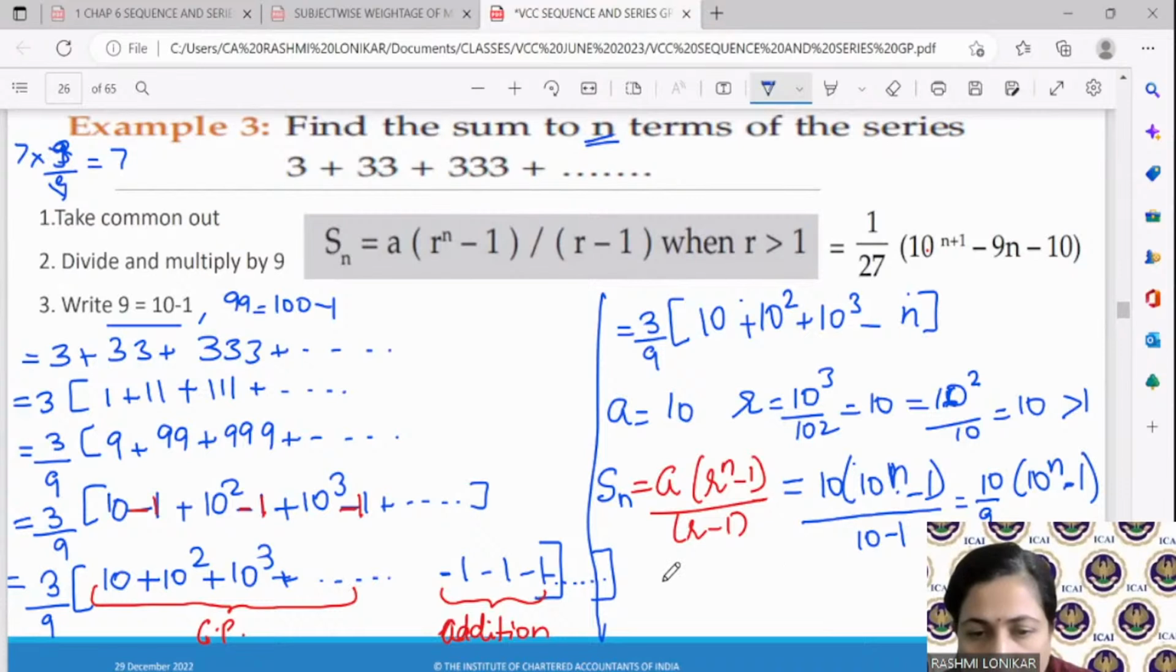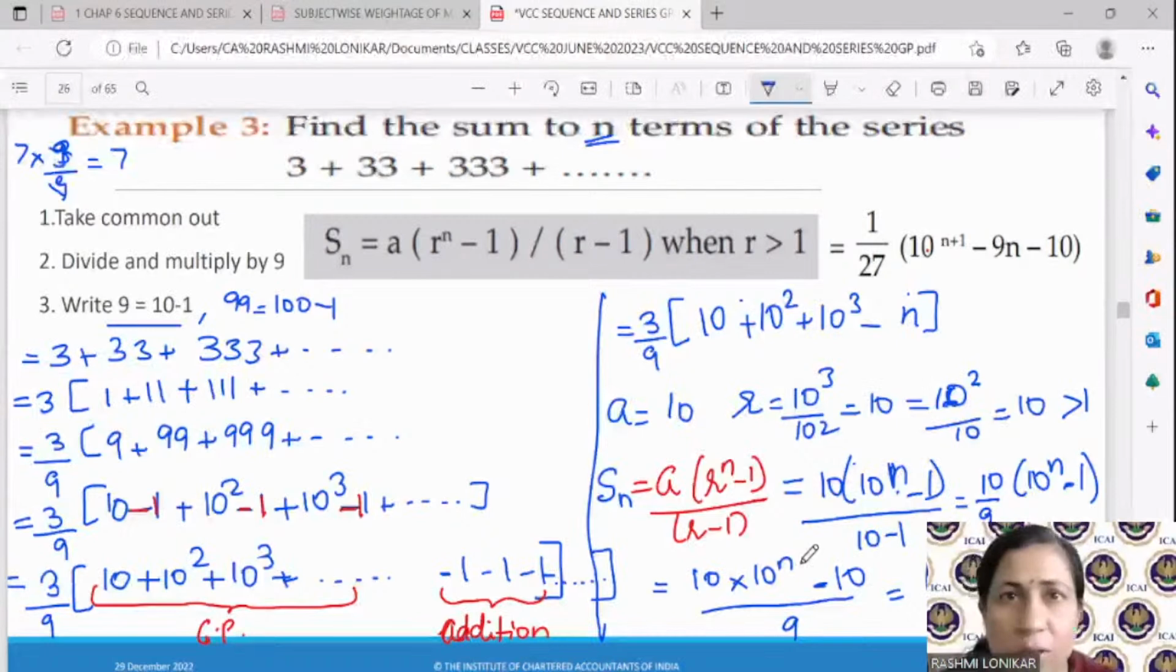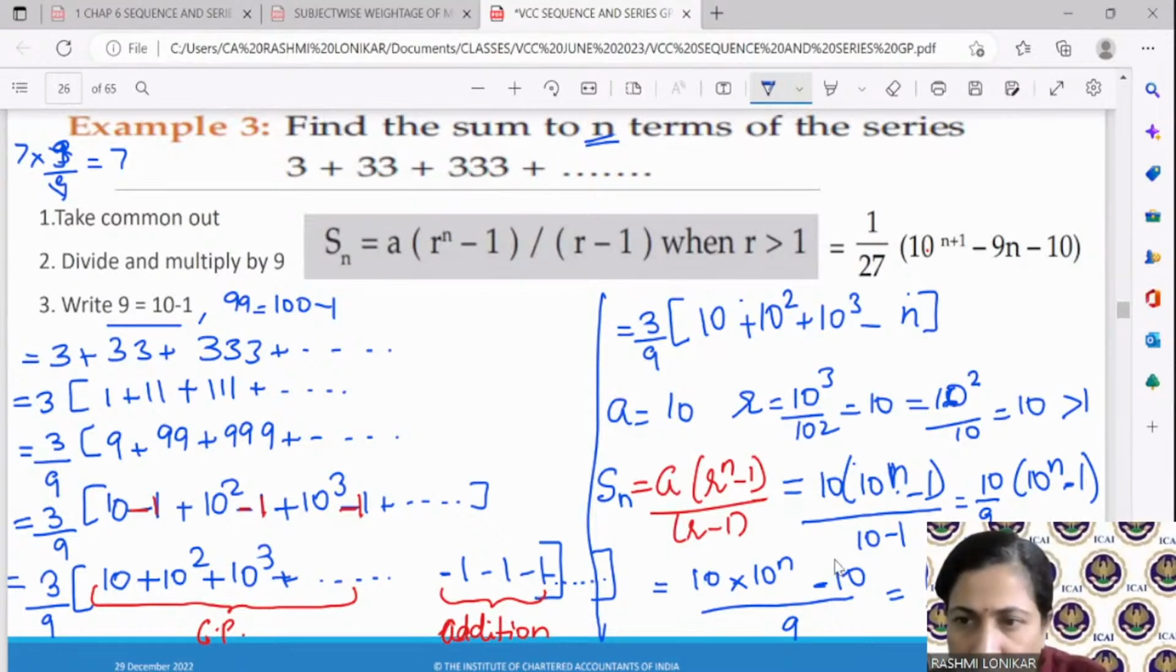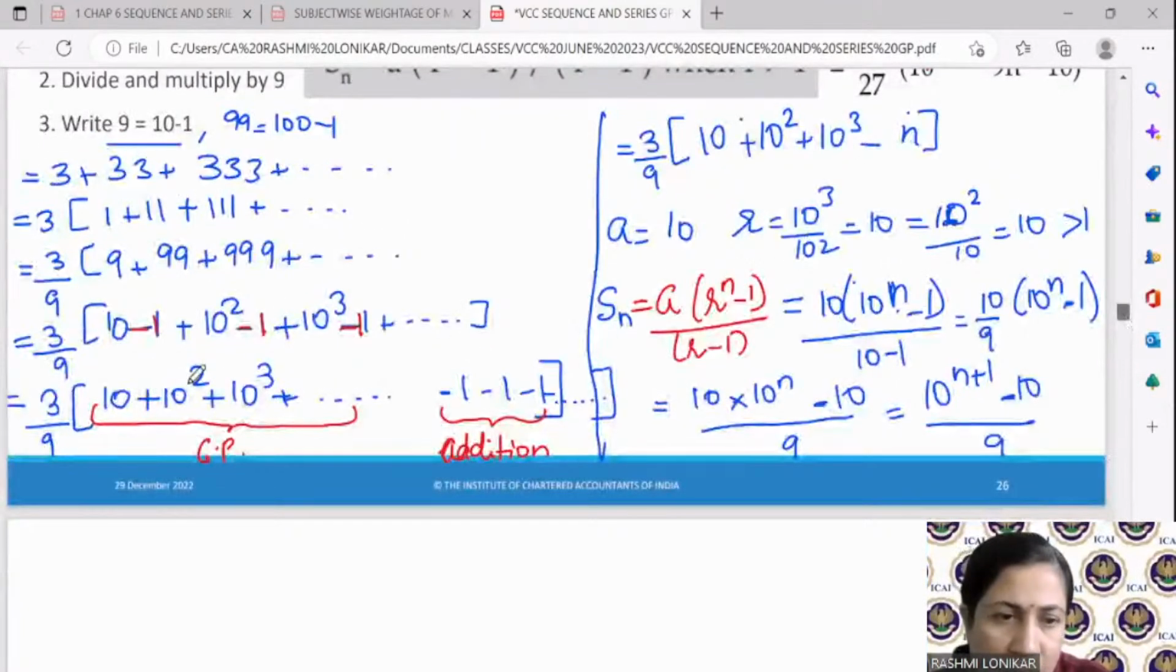Okay. Now this can be written as, this 10 I take it inside the bracket. So what will I have? 10 into 10 raised to n minus 10 upon 9. Now 10 raised to n into 10 can be written as 10 raised to n plus 1. A raised to m into a raised to n is a raised to m plus n, indices. Minus 10 upon 9. Okay. So inside the bracket, the summation is this.